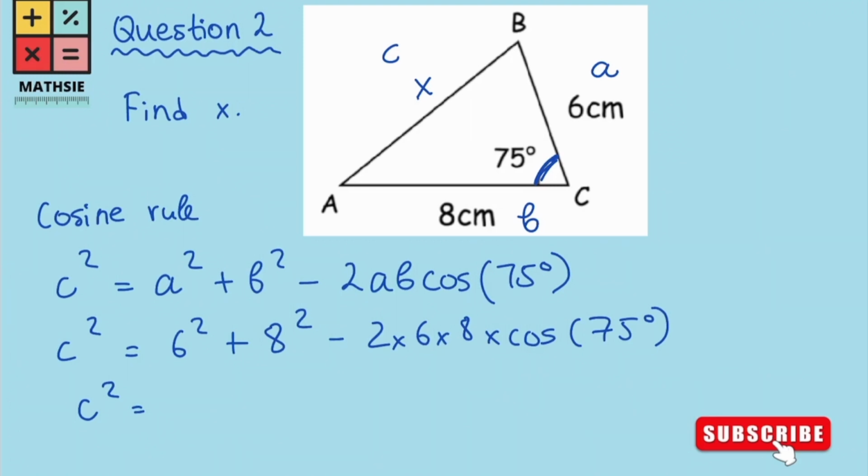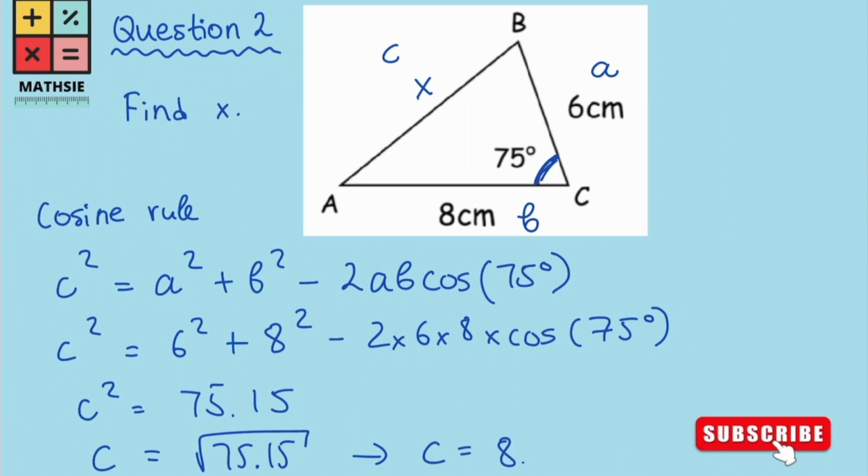If you plug it into a calculator, this would give you 75.15, but this is just C squared. So in order to get C, I need the square root of 75.15. And I figure out that C would be equal to 8.67. Don't forget that we need the units. So finally, X is equal to 8.67 centimeters. And that's it. We're done.